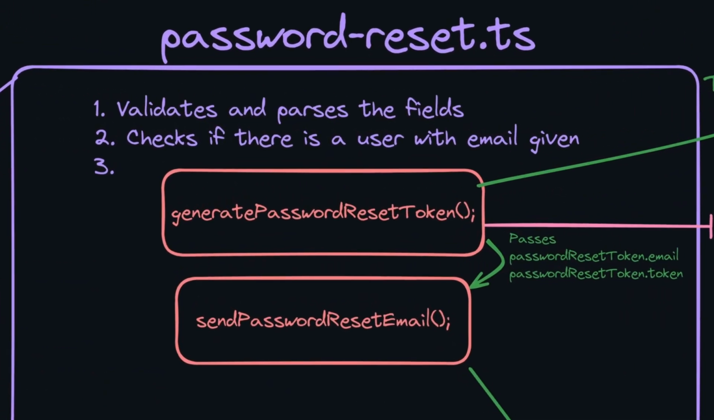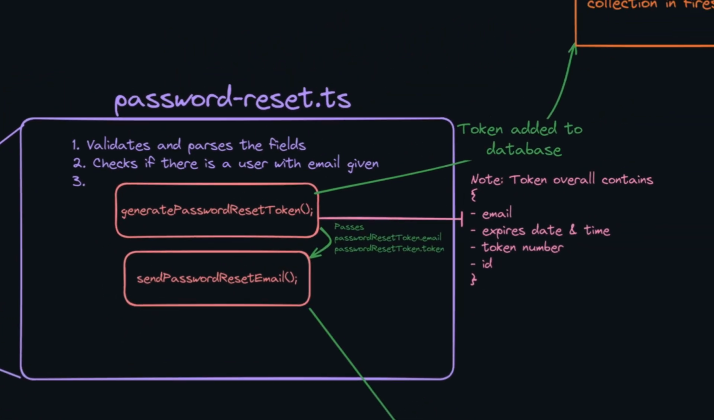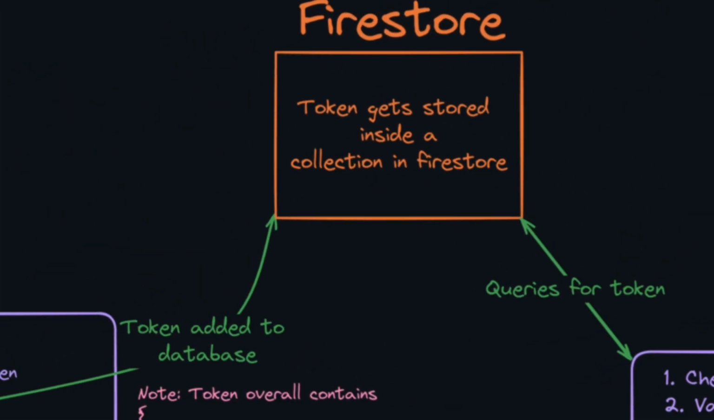where first of all, we validate and parse the fields given. So that is the email given, and then check if there is a user with that email. From there, then we can generate the password reset token, and like before, we can add that token to the database. It's the same kind of token type.